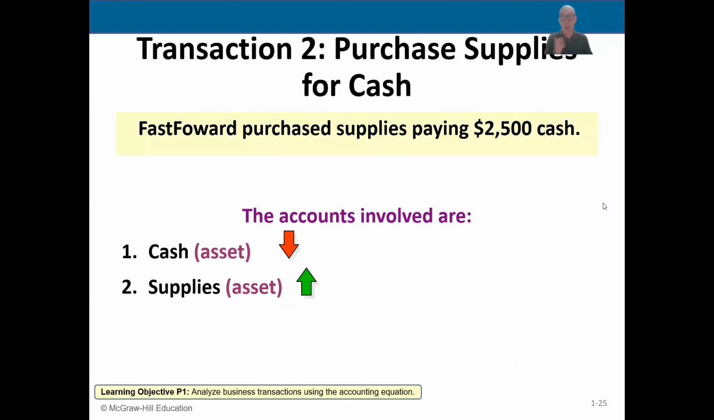Second transaction, of that original $30,000, we used $2,500 of that to purchase supplies. Okay, so the cash goes down by $2,500, supplies goes up by $2,500. Now you might be saying, Dr. B, isn't supplies, also known as inventory, an asset account? And cash is also an asset account. Yeah, you're right, they are. So we debit supplies to increase supplies. We credit cash to decrease cash.